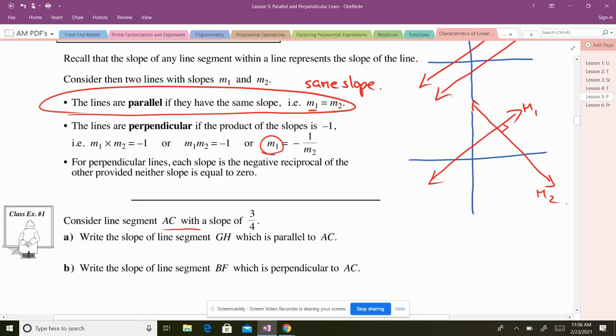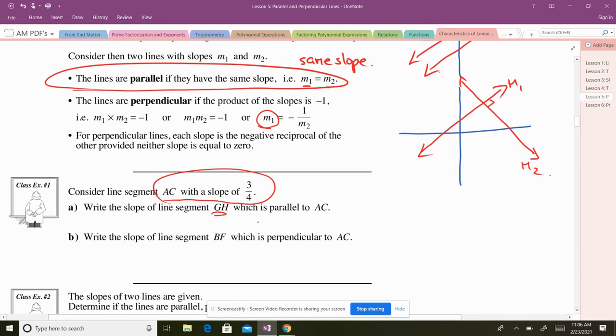So it's easiest if we just look at this. So here's our slope of 3/4. AC has a slope of 3/4. Okay? I tell you that GH is parallel to it. So what's the slope of GH? It's the same. So we would say M subscript GH is equal to 3/4. Okay? That's if they're parallel.